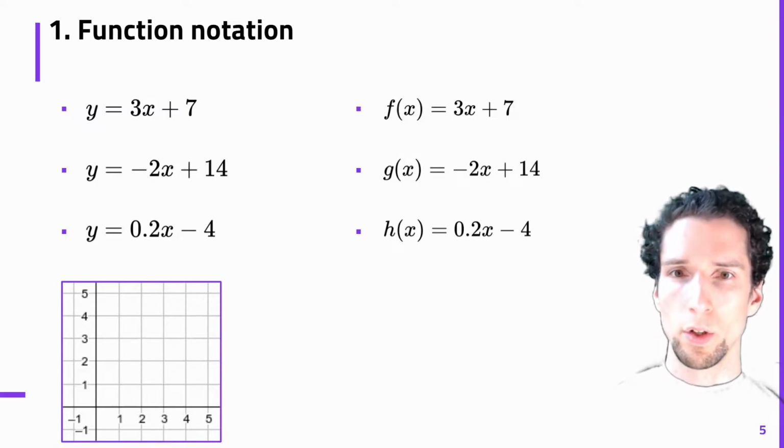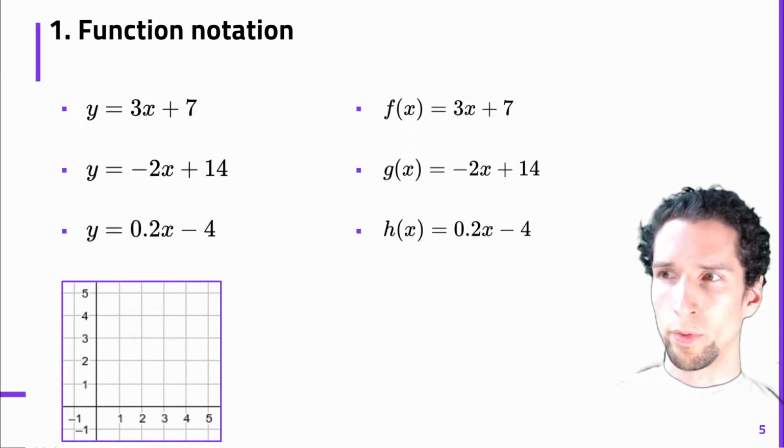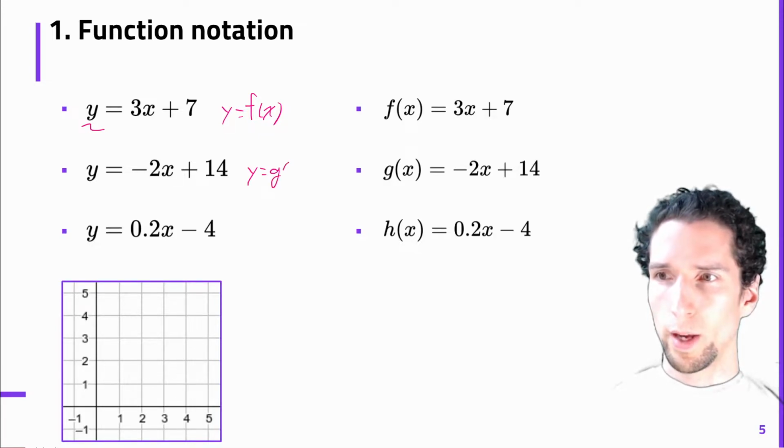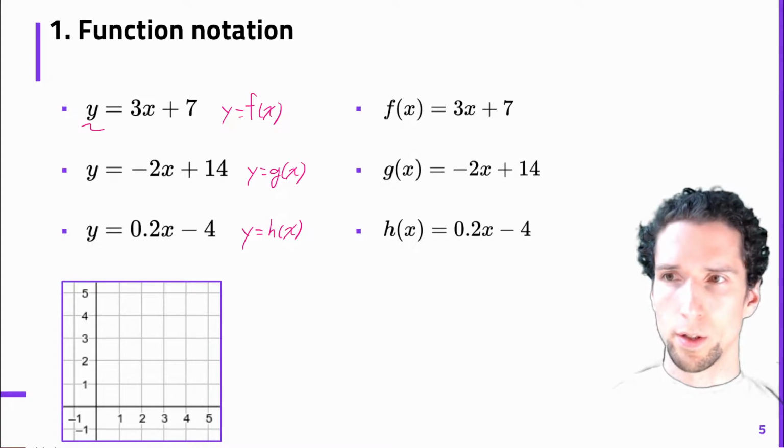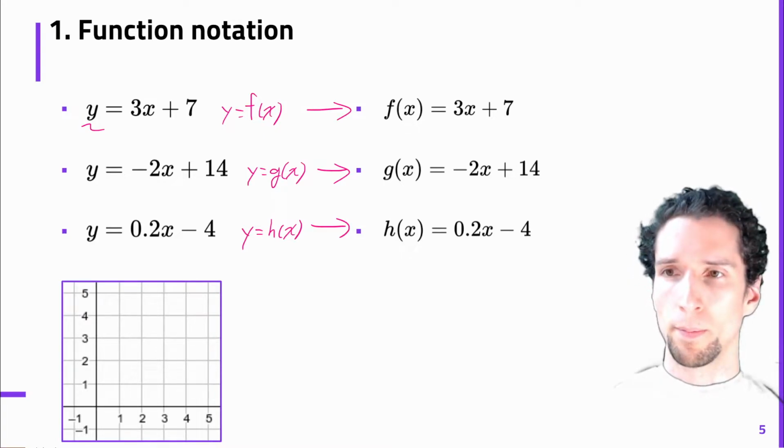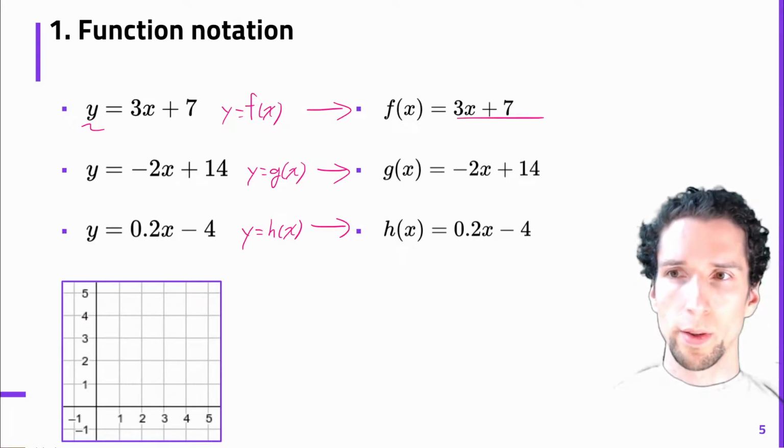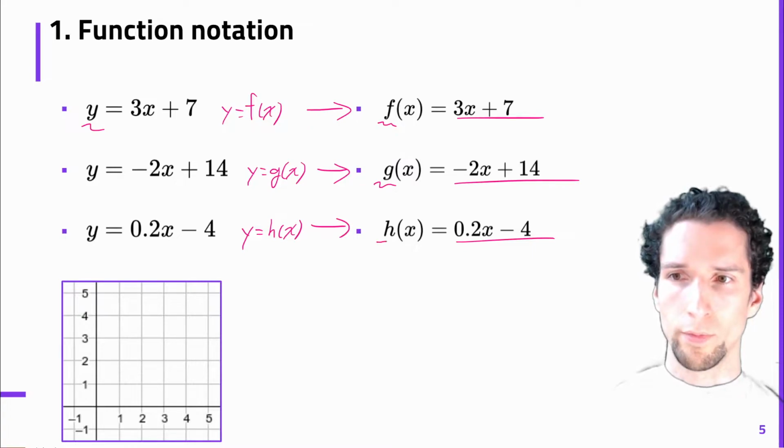So let's say we turn them into this, and we say that instead of y, this y equals f of x, and in this case, y equals g of x, and in this case, this y is equal to h of x. Then we can rewrite these things like this, and we have different labels for them. This 3x plus 7, we're calling function f. This negative 2x plus 14, we are calling function g. And this 0.2x minus 4, we are calling function h.